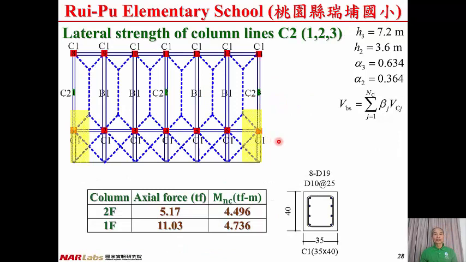Then we move to the column of partition C2 for number 1, 2, and 3. And here's some information about the column, the design actual force on the second floor, on the first floor, and from the reinforcement and actual load of the column, we can calculate the moment strength of the column on the second floor equal to 4.496 ton-force meter. On the first floor equal to 4.736 ton-force meter.